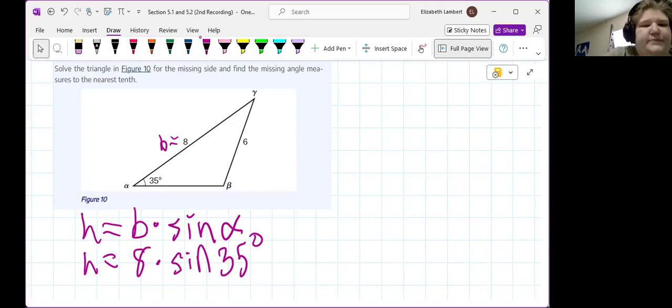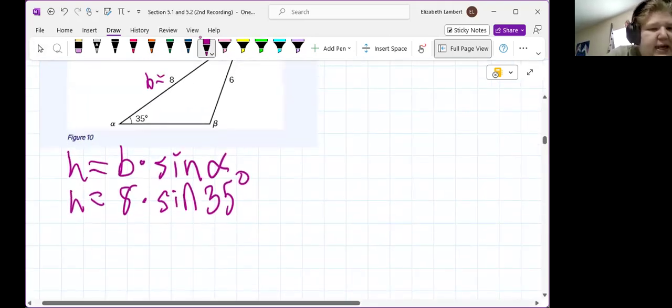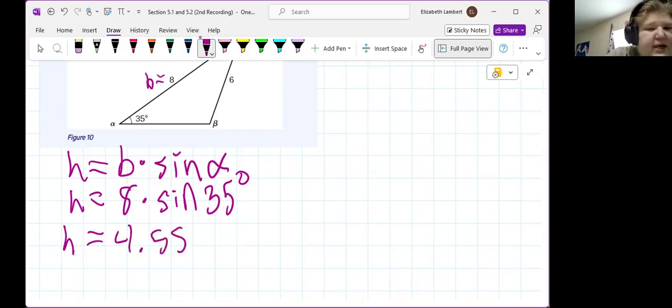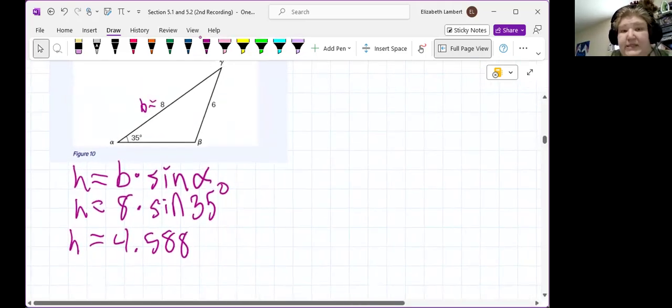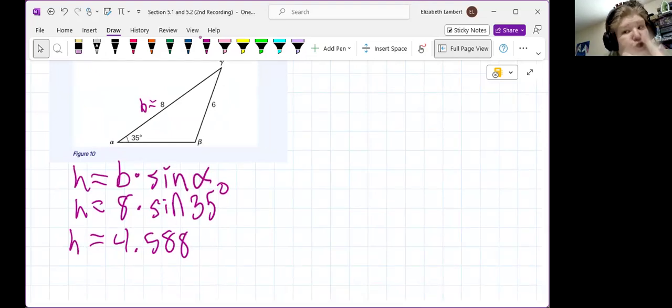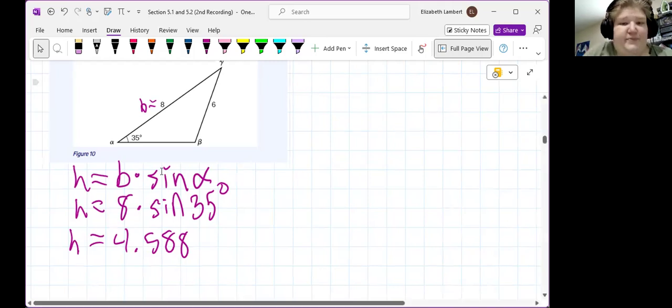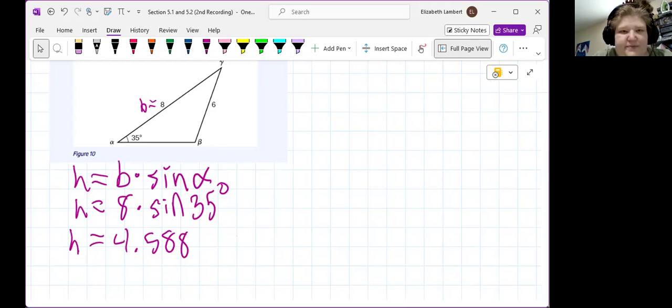All right. So we get H is 4.588, blah, blah, blah. So that's our minimum needed to make a triangle. 6 is bigger than that, so this definitely makes a triangle. 6 is smaller than 8, so this makes 2 triangles. All right, so let me type that.